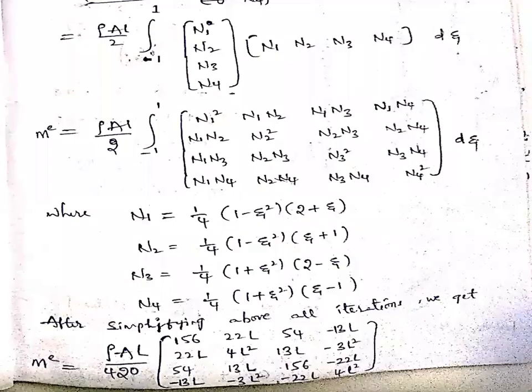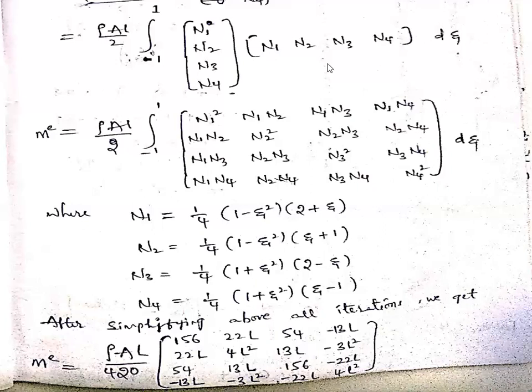Now see here, the N matrix would be N1, N2, N3, N4, and if you do the transpose, the row matrix becomes the column matrix. Therefore, here the column matrix into the row matrix into d zeta, and the constants are rho A L by 2. Let us take the constant outside of the integral and put down the integration from minus 1 to 1 of N transpose N. So here N transpose has 4 rows and 1 column, 4 by 1, and here it is 1 by 4.